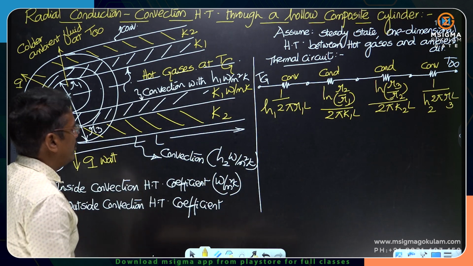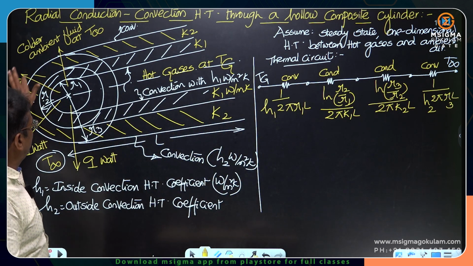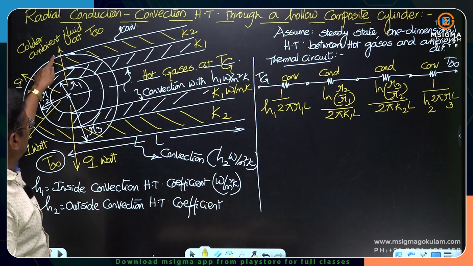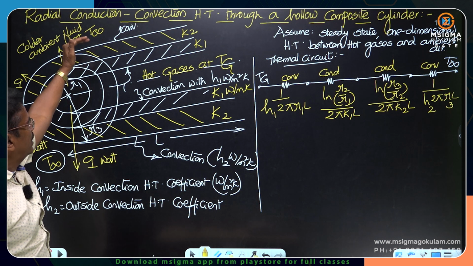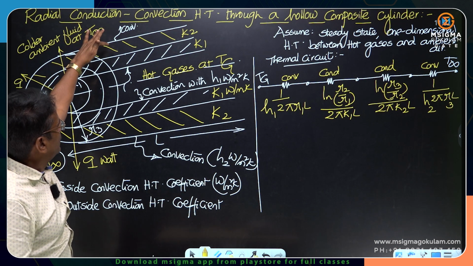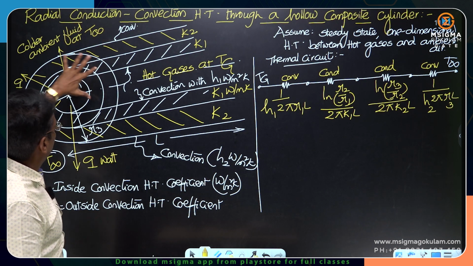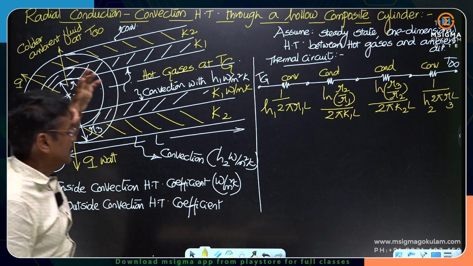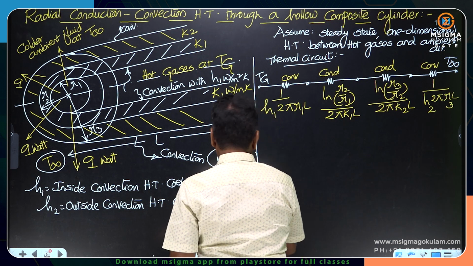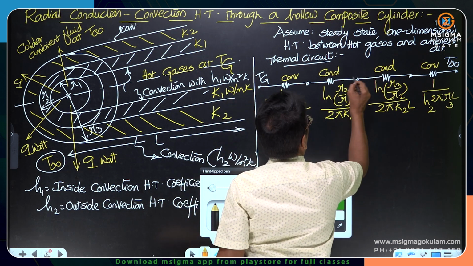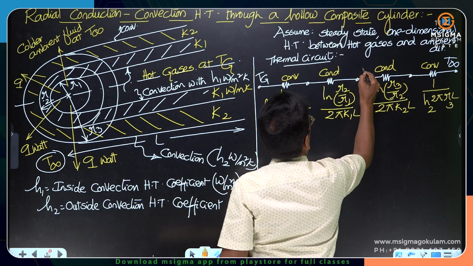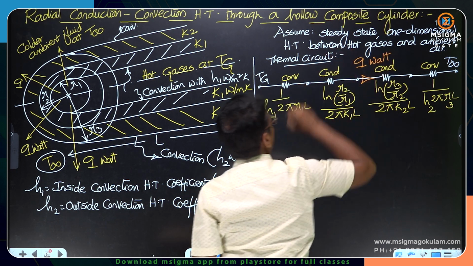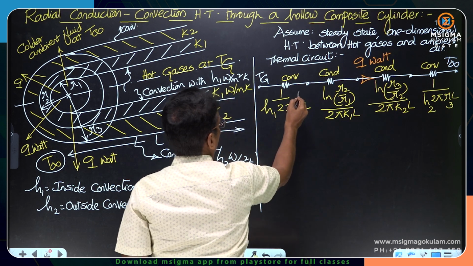Look at this one. What is the contact area at the outermost surface? At the outermost surface, the contact area is 2 pi R3 into L. The area of exposure between the outermost surface and the air will be 2 pi R3 into L. The flowing current is Q. The rate of radial heat transfer is Q. Now these terminals also I would like to mark.